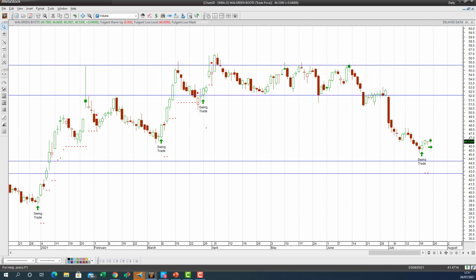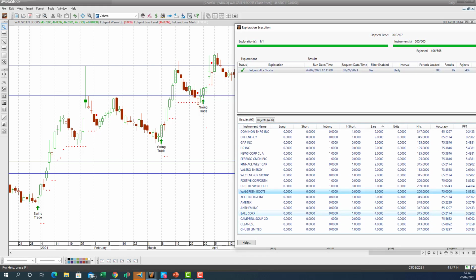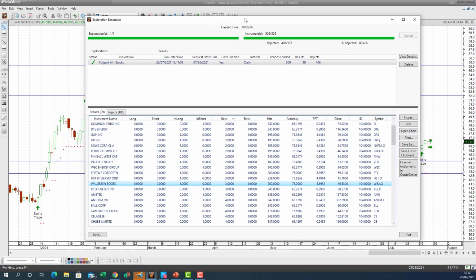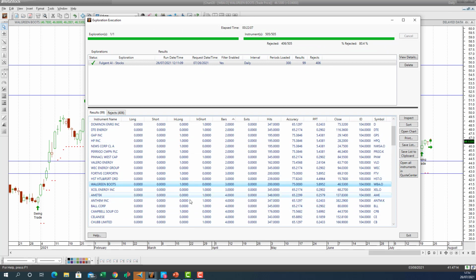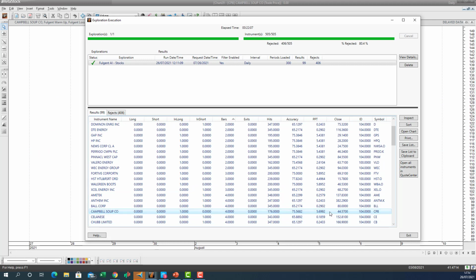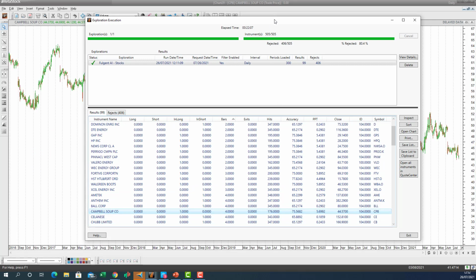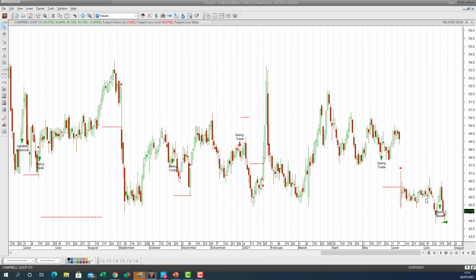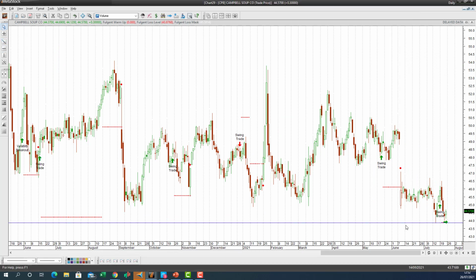If we look at some of the other longs here, let's just scroll down. There we go, in a long. Campbell Soup. It's a 104 classic swing trade signal. So we can take that off screen again. You can see there's the swing trade, and then the trading stop loss is around this level here at 43.85, roundabout. Expect this gap to close. So this is a swing trade to the upside.